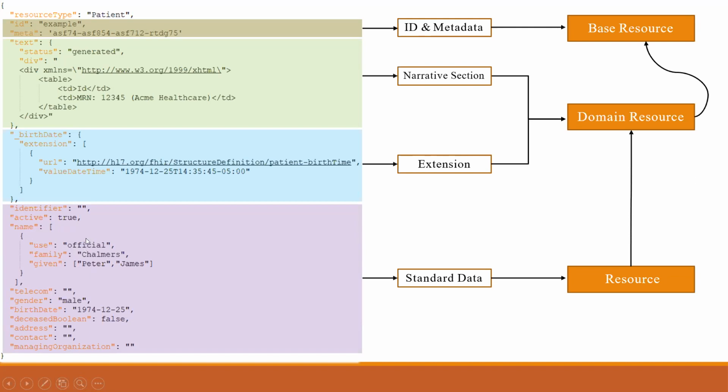it is an official name or a normal name, like the pet name or nickname that we use at home, what is his phone number, what is his gender, what is his birth date, and various other data elements within a resource. So the bottom one that you are seeing here is called a resource, and it has the standard information pertaining to one patient. This is a patient resource that we are seeing.